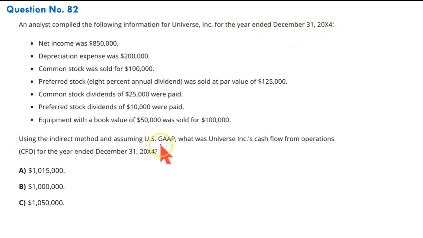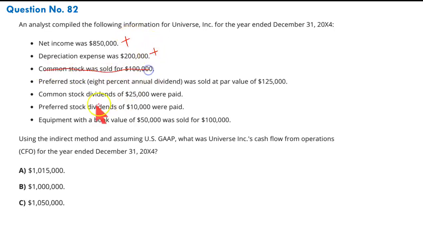Using the indirect method, which I love, what was Universe cash flow from operating activities? Because that's what I've been using in my professional accountancy career for the last 20 years. So I'm comfortable with this method. And if there is no such restriction on the exam, I recommend using the indirect method. So to start with the net income, to it add depreciation.